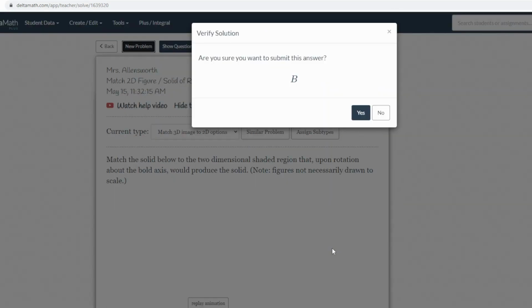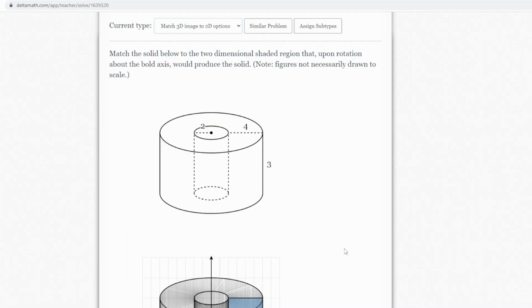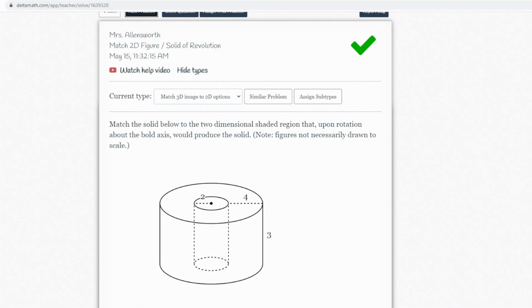You can count the boxes, or really the rectangles. And if you see the replay, you can see how it's spinning around. It creates this open cylinder on the inside. So that shouldn't be too bad. I think that's kind of cool that it allows you to see it in 3D.